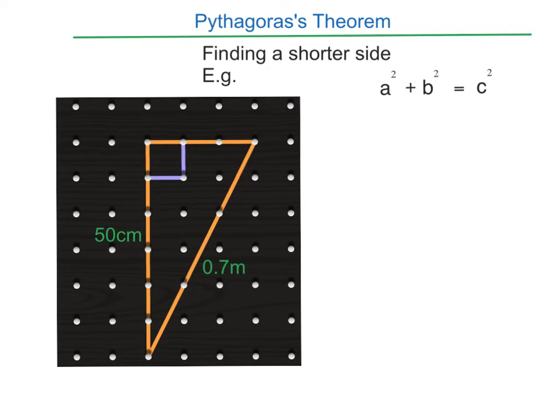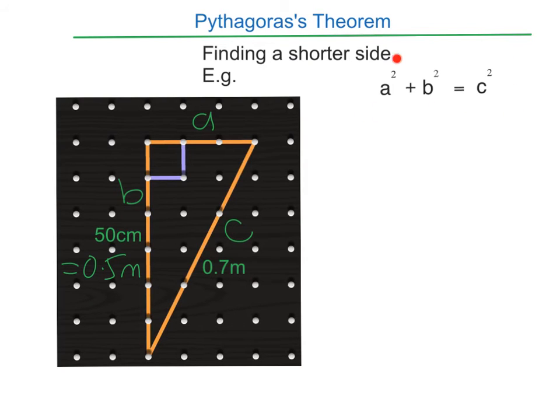Here's another example. I better start off by labelling the triangle. So let's put C there, A here, B here. Be careful, I've just noticed that this is in centimetres and that's in metres. So they need to be in the same units. So I'm going to change that to 0.5 metres. So now I've got both of these in metres.